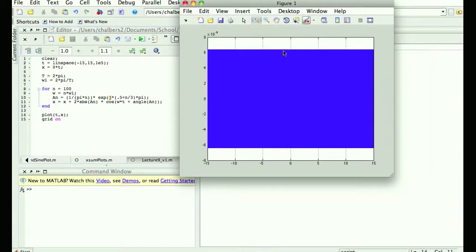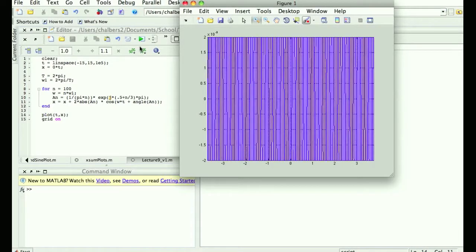You can always rebuild your signal using this tool, which I'm going to post online for you, and see whether or not the signal that you've rebuilt out of cosines is in fact the thing that you were setting out to build.